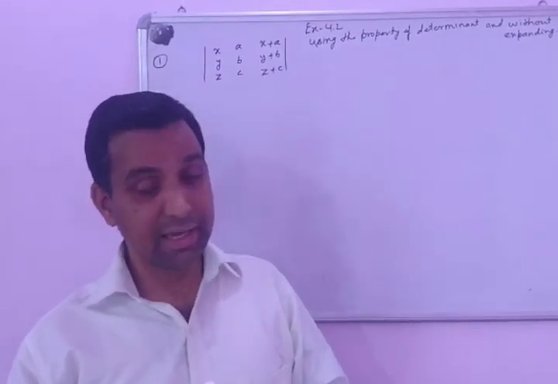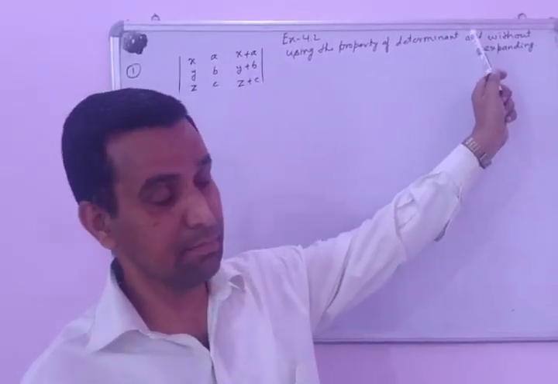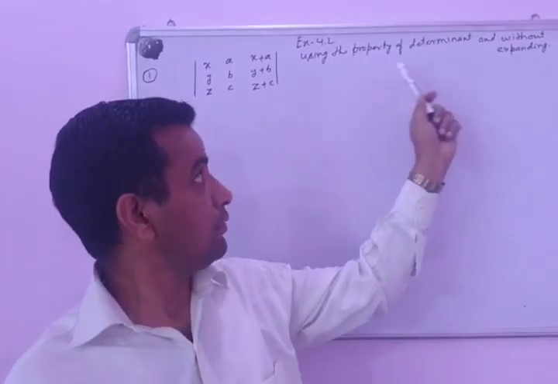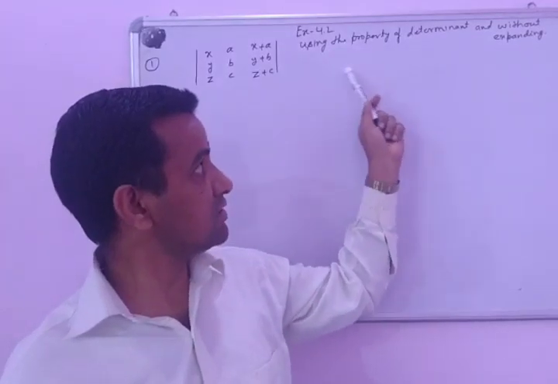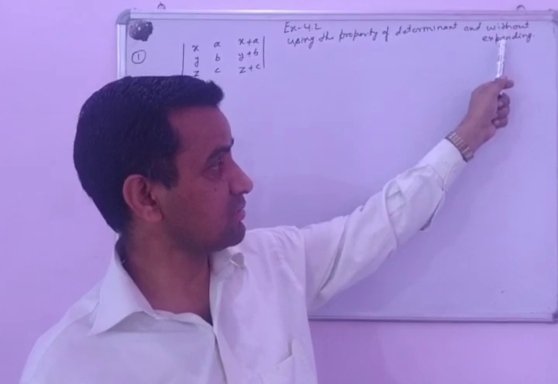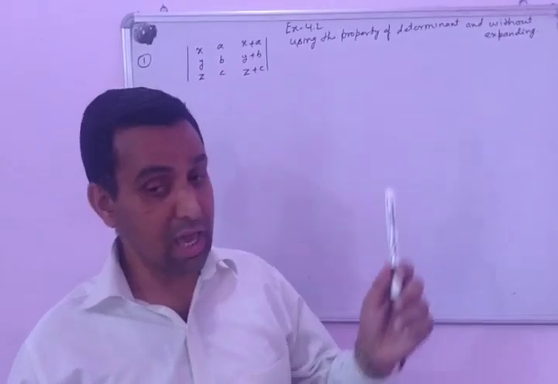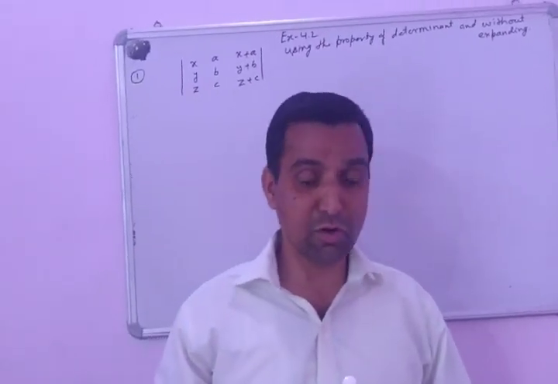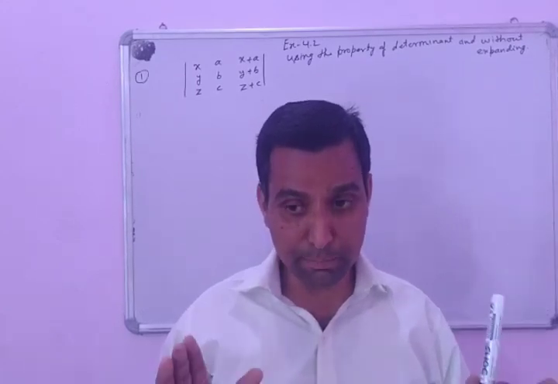But in this exercise there are two types of questions. Some questions are without expanding, some with expanding. Using the property of determinant is required in every question, but some questions are solved without expanding, and some are expanded in the last step. You must use the properties of determinants in every question. If you do not use this, then you will not get the marks. So using the property of determinant is the compulsory part.